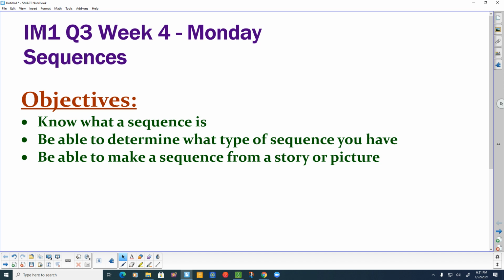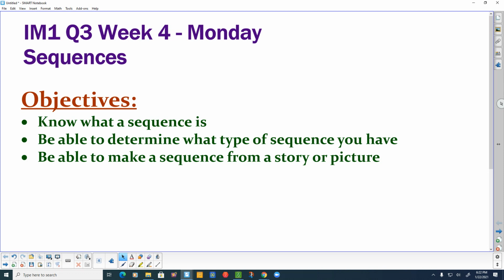Hello, it's Friday afternoon, and these are the notes for Monday, Integrated Math 1, third quarter, week 4. We're talking about sequences.